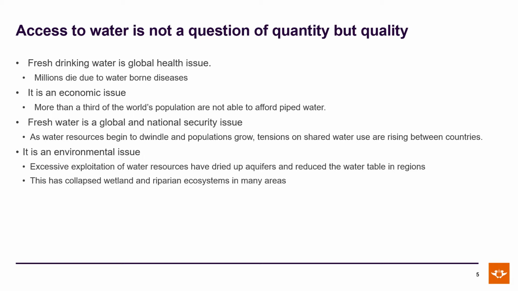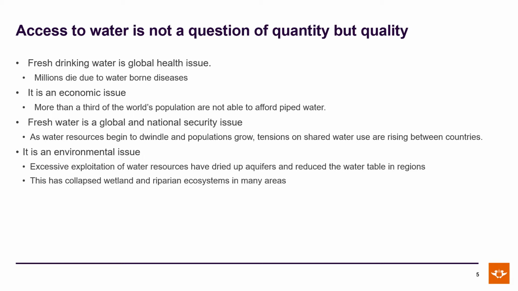Fresh water is a global and national security issue, in which water resources are beginning to dwindle as populations grow, and this then causes tensions among areas in which there are shared water resources. It is also an environmental issue, in which excessive exploitation of our water resources has dried up aquifers and reduced water tables in regions, which has then caused the collapse of wetland and riparian ecosystems in many areas.